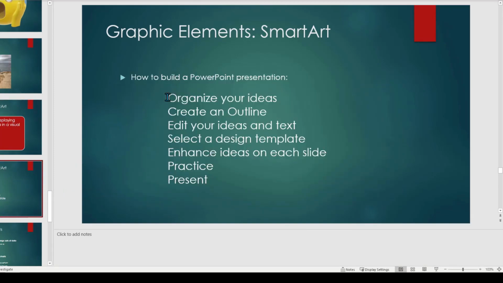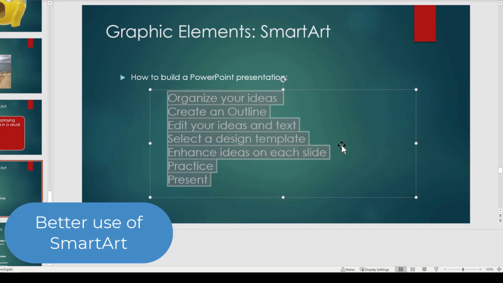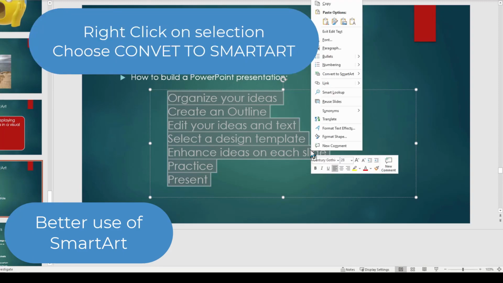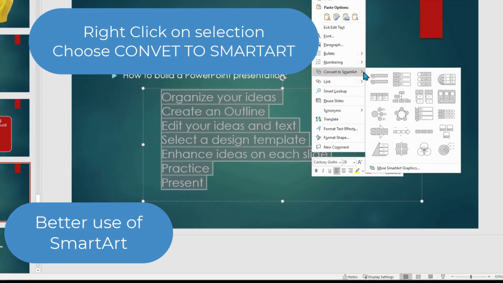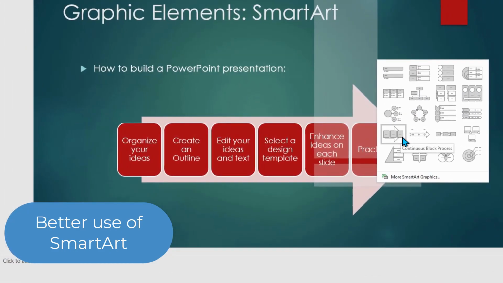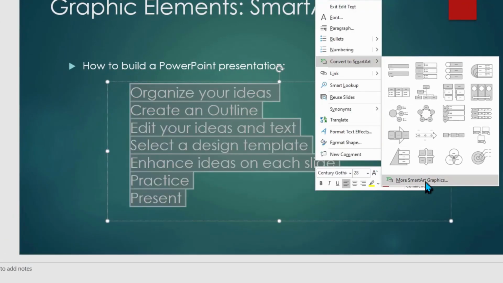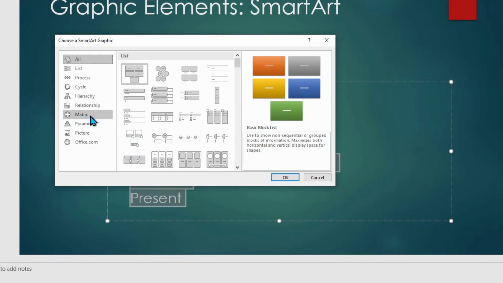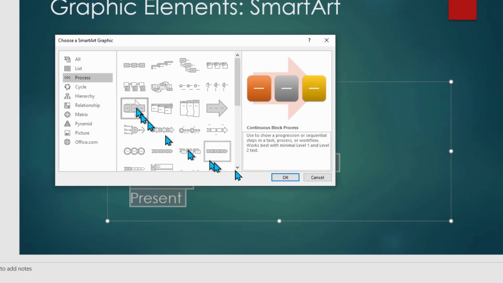Let's look at creating a more complex example that turns a list of actions into a process. So we've highlighted our bullet list. We've right-clicked on the selected text. We're then going to go up to Convert to SmartArt. We can take a look at some of the samples that are on the screen here, but this is only a subset. What we could do instead is go on down to More SmartArt, and now we see a variety of categories. In our particular situation, we're working with a process.